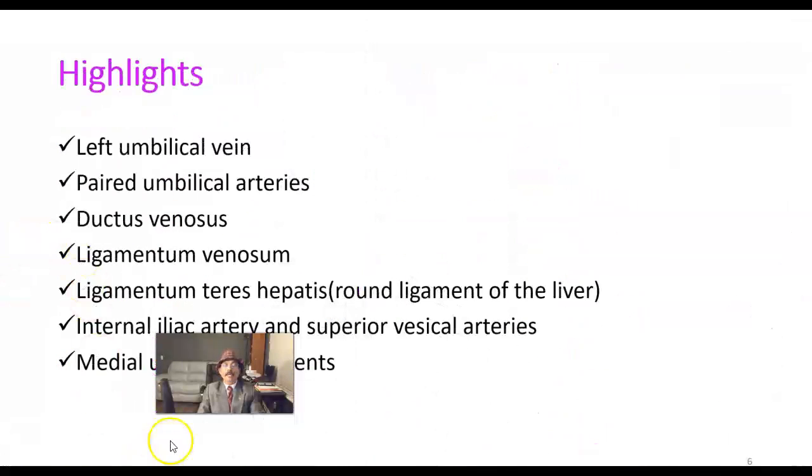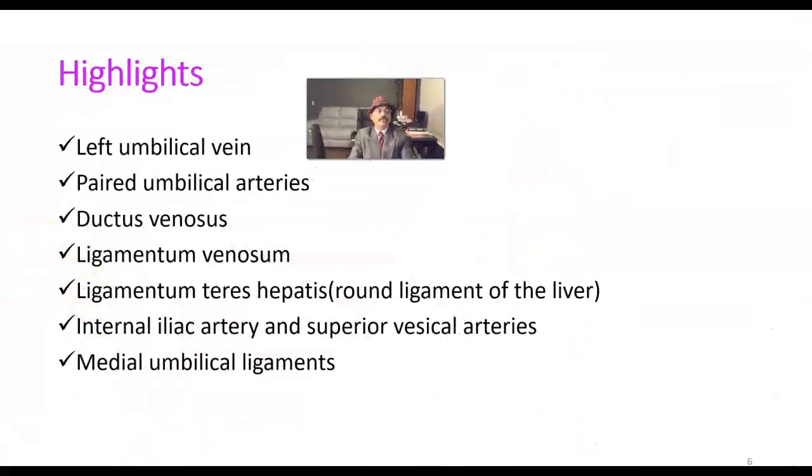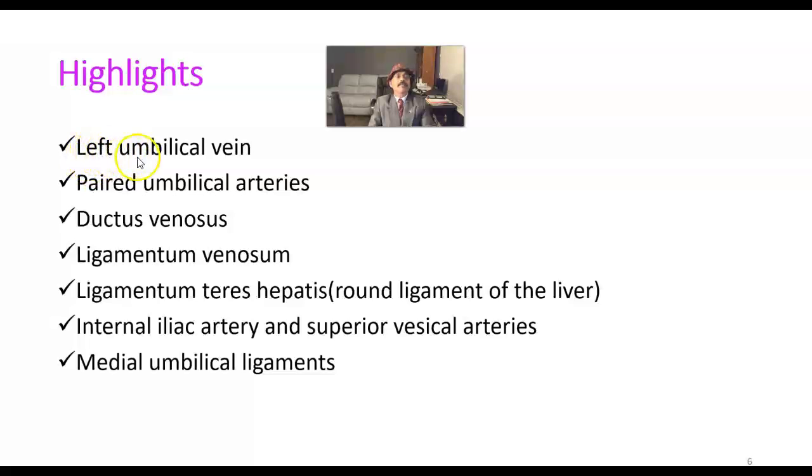So let's get some highlights of today's discussion. Initially, right umbilical vein and left umbilical vein, then we get the left umbilical vein. The left umbilical vein will become the ligamentum teres hepatis or round ligament of the liver.